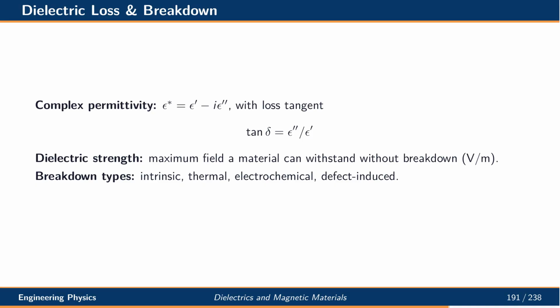A real dielectric has a complex permittivity with a real and imaginary part. The loss tangent, defined as the ratio of imaginary to real permittivity, quantifies the energy dissipated as heat. Dielectric strength is the maximum electric field a material can withstand before breaking down. Breakdown can be intrinsic, thermal, electrochemical, or defect-induced. Understanding losses and breakdown is essential for the design of insulators, transformers.